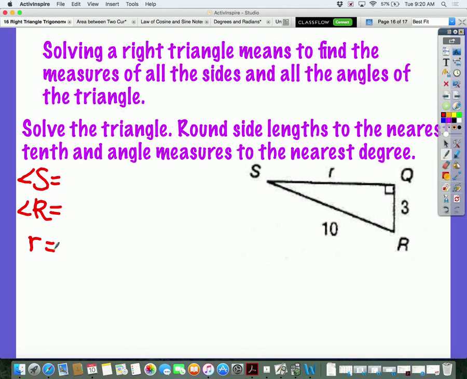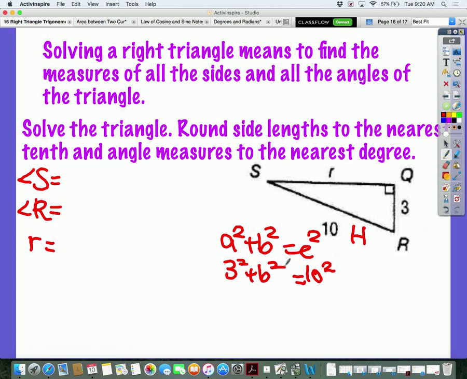Pythagorean theorem. If you know two sides of a right triangle, you can use Pythagorean theorem to find the third. What is Pythagorean theorem? a squared plus b squared equals c squared, where c is always the hypotenuse. So what's the hypotenuse in this picture? The 10. So I'm going to plug in 10 squared. Does it matter where the 3 goes? Not really. So I'm going to say 3 squared plus b squared, and do 9 plus b squared equals 100.